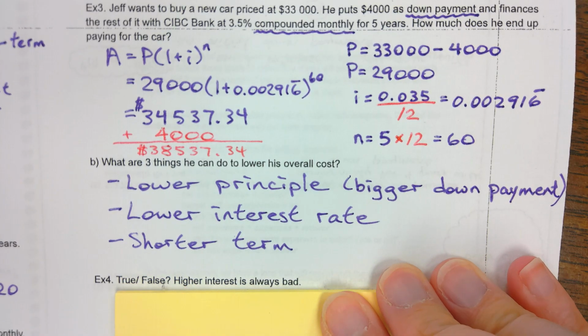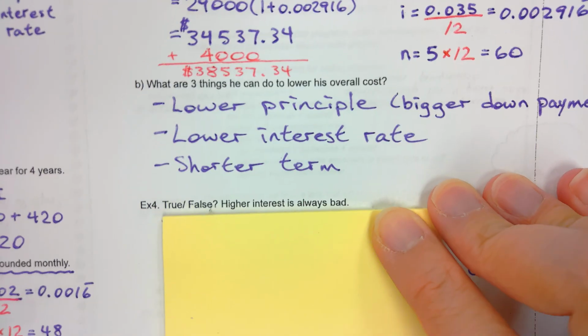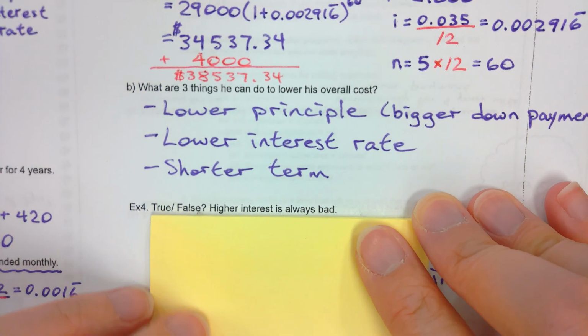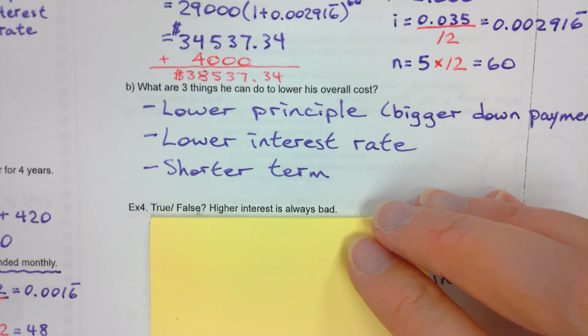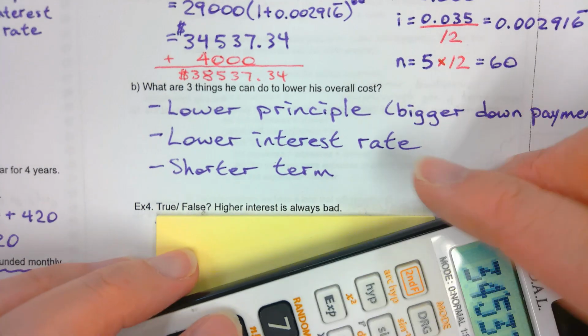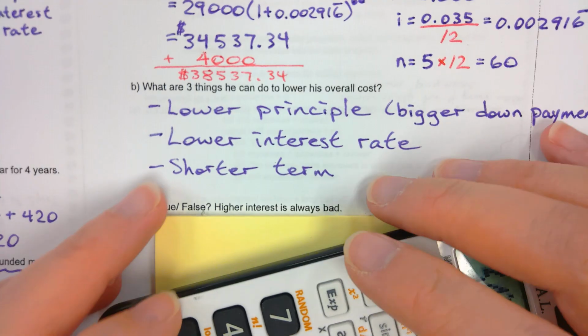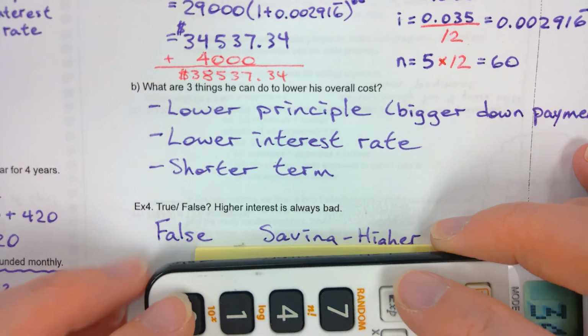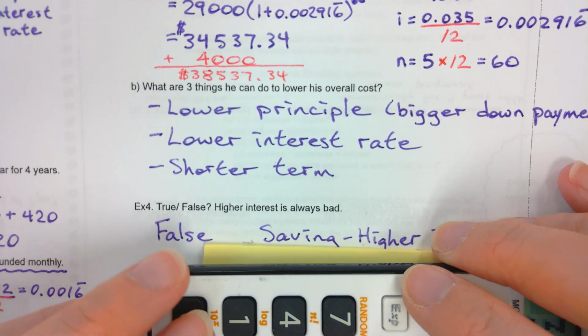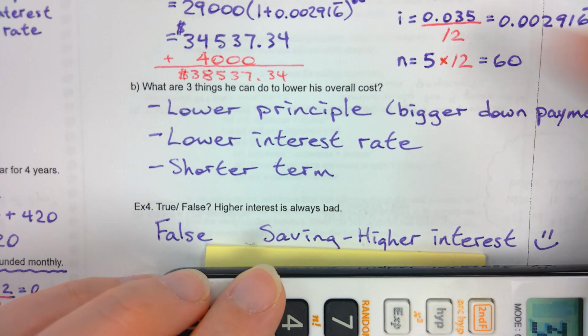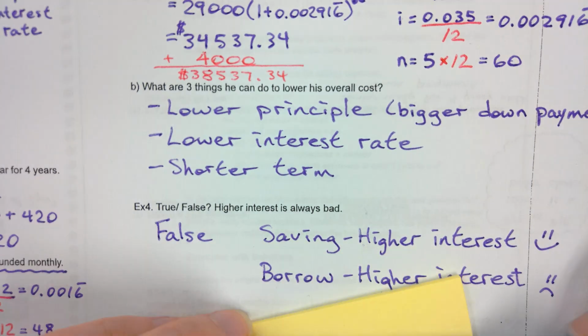Okay. Last one right here, true or false? Higher interest is always bad. All right. So the last time I checked, there were like 25 of you in class. I want to see 25 hands. So who says true? Higher interest is always bad. Who says false? Higher interest is not always bad. Who's gaining the interest? Right. It depends who's gaining the interest. So it's false. If it's a savings account, is higher interest good? Yes. But what if you're borrowing money? Then higher interest is very bad.